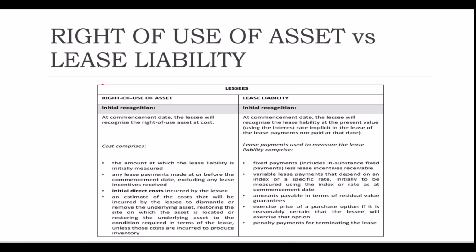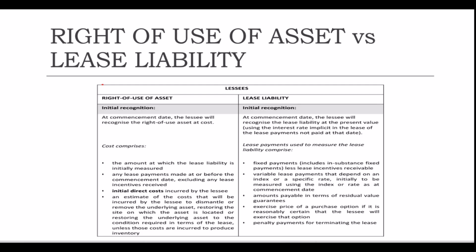First is the liability, which we are going to learn how to calculate. Then other payments, then initial direct costs, then the estimate of your restoration site cost. Then when we move to the right side, the liability part, it talks about how you calculate the liability.